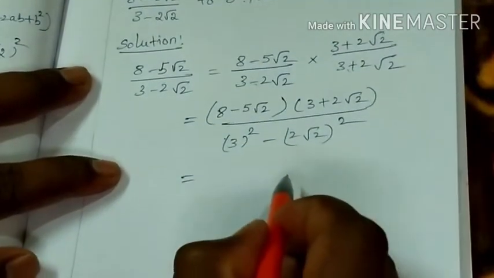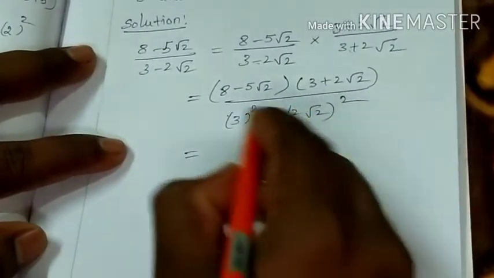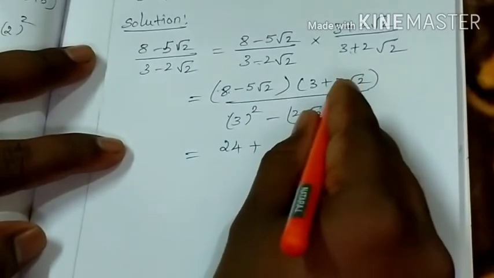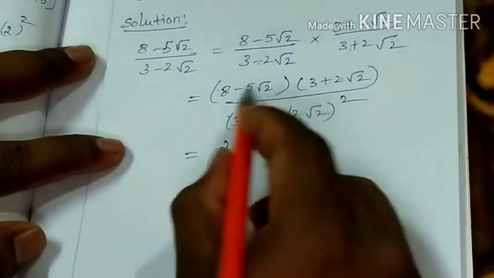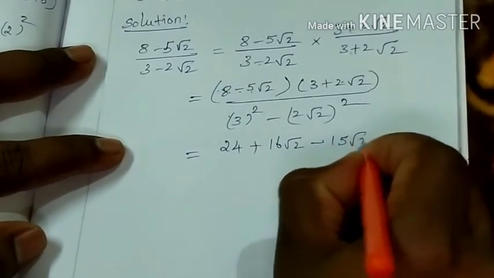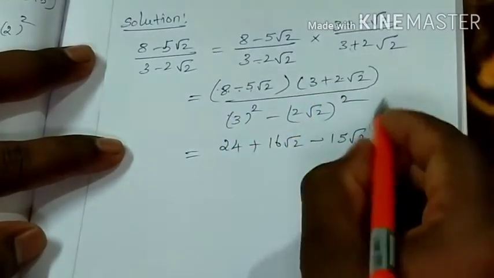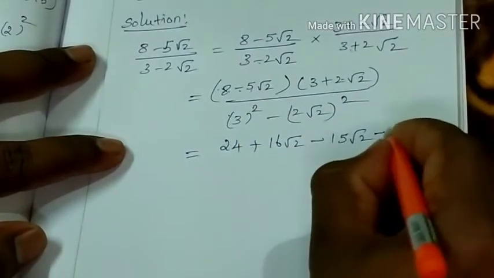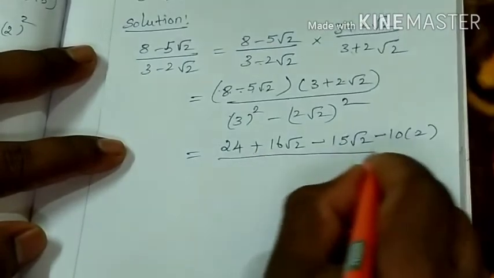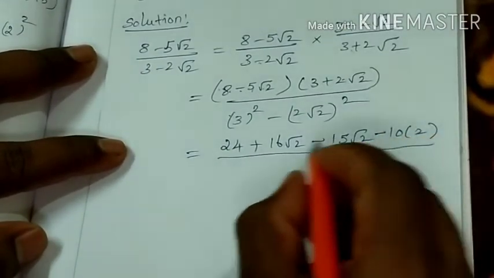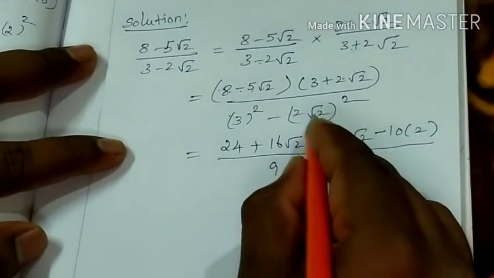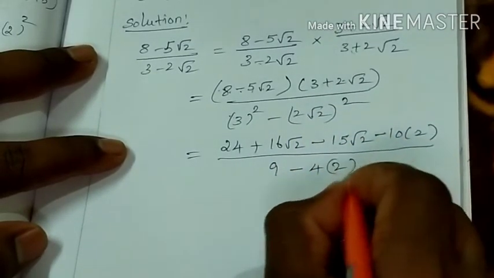This is equal to, and the product of value, 8 3s are 24, plus into plus plus, 2 8s are 16 into root 2, then minus into plus minus, 5 3s are 15 root 2, this root 2, and minus into plus minus, 2 5s are 10 and root 2 into root 2, that's all, or root 4. Root 4 value is 2. Okay. So 3 square 9 minus 2 square is 4 and root 2 the whole square is 2.